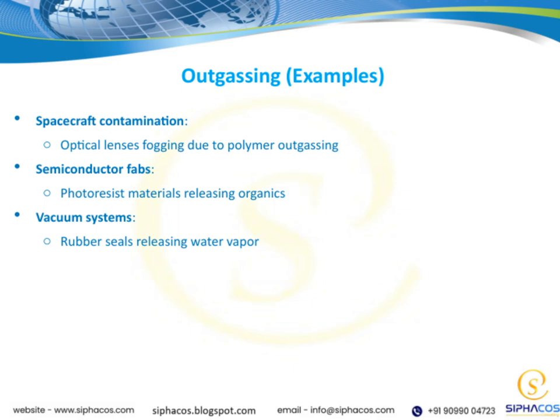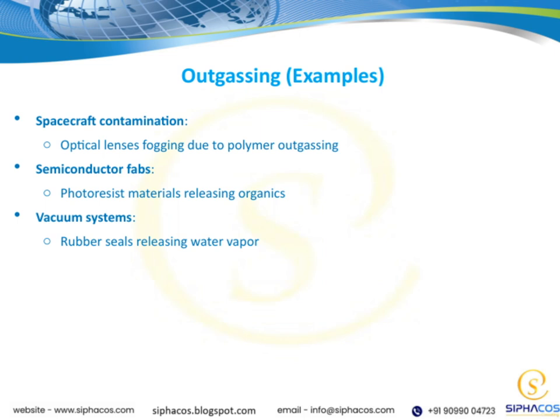When it comes to spacecraft contamination, one common issue is optical lenses fogging up. This happens because polymers inside the spacecraft release gases, which then settle on the lenses and reduce visibility. It's a clear example of how outgassing can impact sensitive equipment in space. Moving on to semiconductor fabrication, outgassing is also a concern here. Photoresist materials, which are used to create circuit patterns, can release organic compounds as they process. These organics can contaminate the chip surfaces and affect the manufacturing quality.